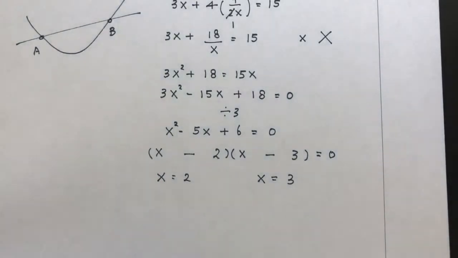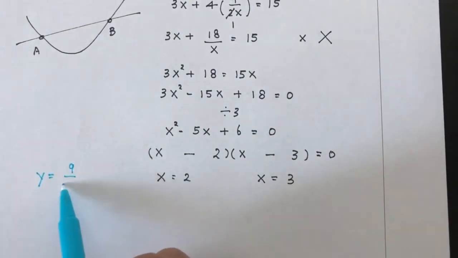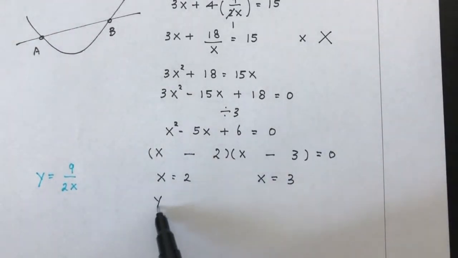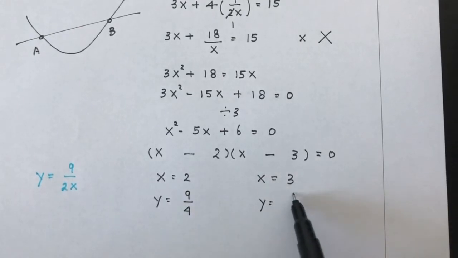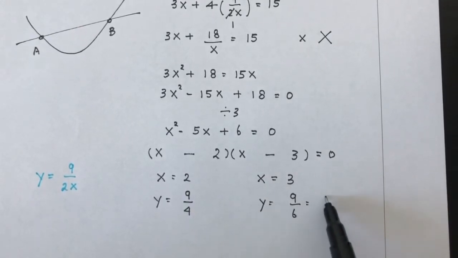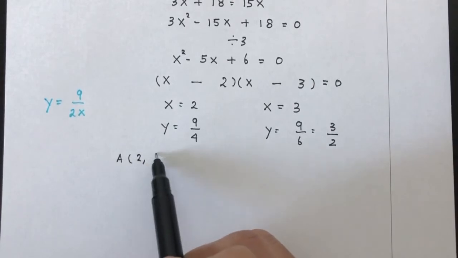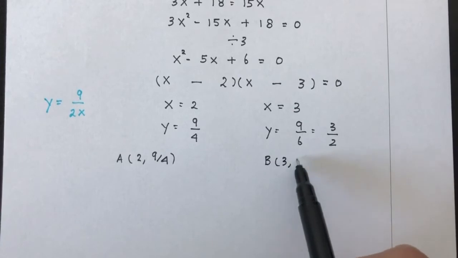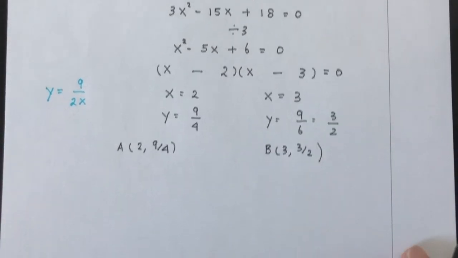Now we know that y is equal to 9 over 2x. So we can simplify. So y will be 9 over 4, or y will be 9 over 6, which is 3 over 2. So the points A will be (2, 9 over 4), and B will be (3, 3 over 2). So now we have to find the length of AB.